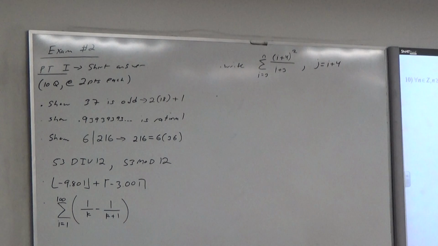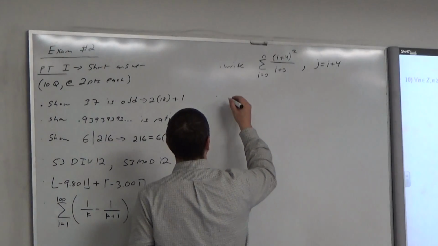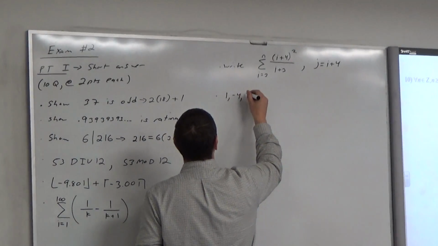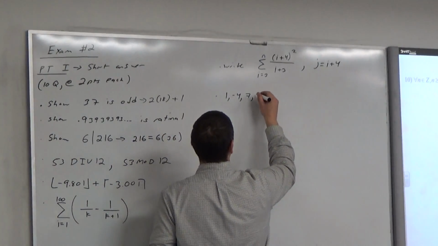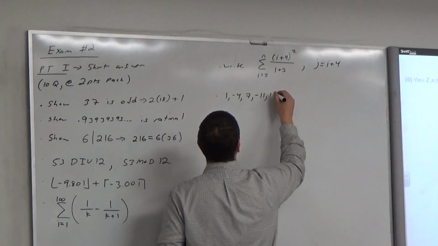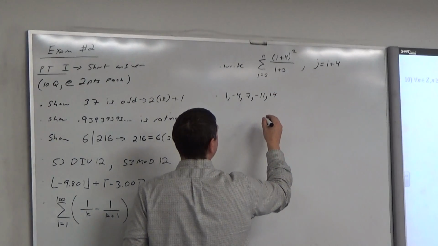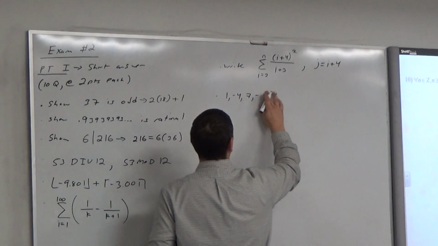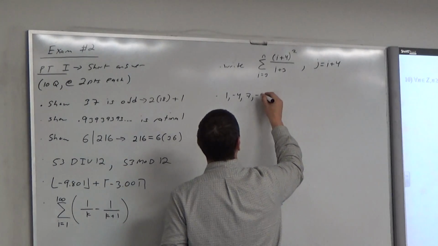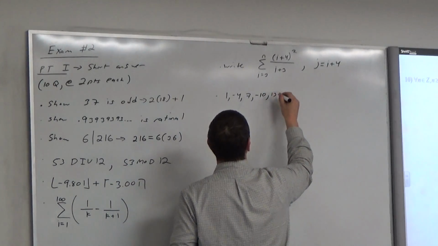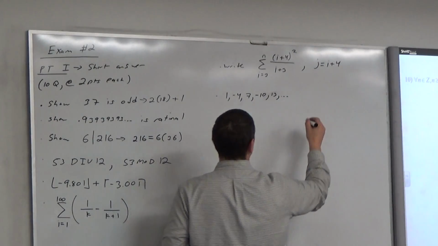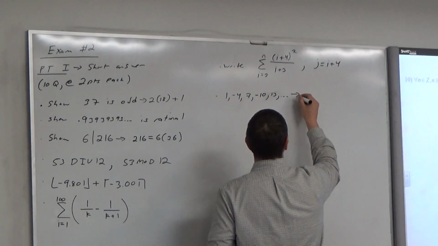Let me see, what else? If I give you a sequence, make sure you can write the explicit form of that sequence. So if I give you something like 1, -4, 7, -11, 14, well, wait, that one wouldn't work, would it? That one you would just say, I can't do that one. This one you can do, sorry. Okay, so make sure that you can write that.